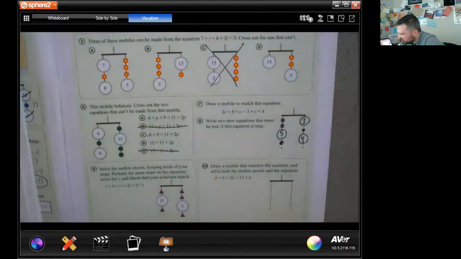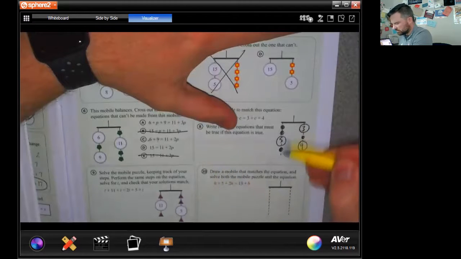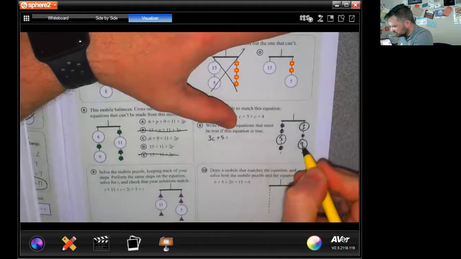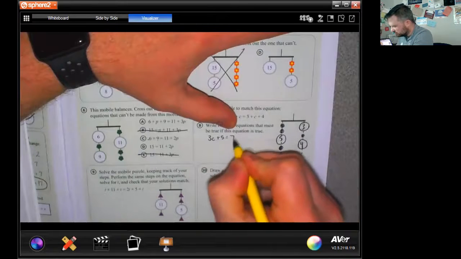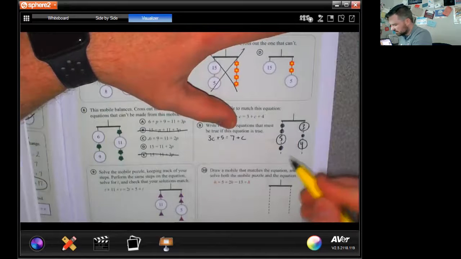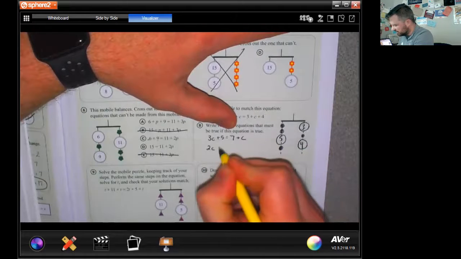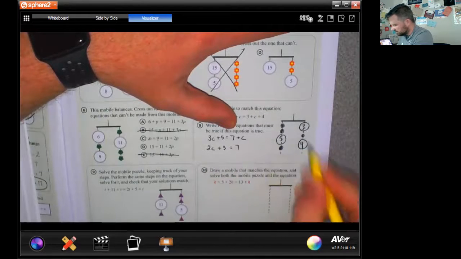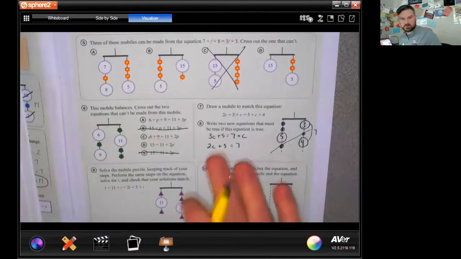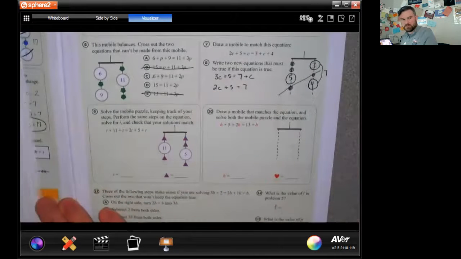Write 2 new equations that must be true for this equation. Well, if I combine like terms on each side, I have 3 circles plus 5 equals 7 plus a circle. Okay, that could work. And then I could leave this and just cross out a circle on each side. So 2 circles plus 5 equals 7, because I crossed that out. And then this right here equals 7. Okay, so this also works as well. And we're on our way to solving some of these multi-step equations here.